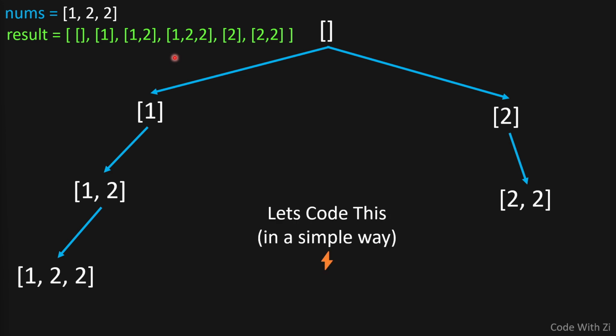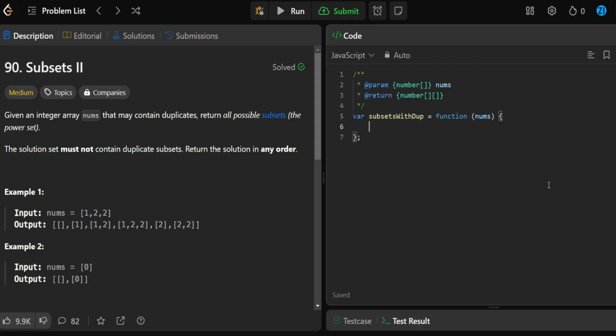Now let's code this in the simplest way possible. Alrighty, let's code this together. So the first thing that we need to have is going to be our result variable, just like we saw on the slides. So this is going to be initialized to an empty array. And then we have to have our backtracking function that we're just going to keep on calling to explore all of the possible answers. And this is going to be pretty simple.